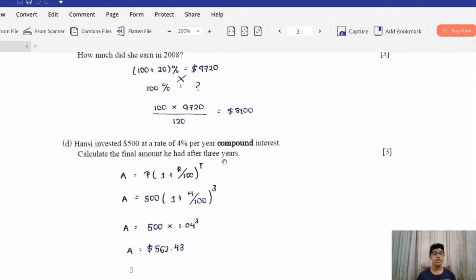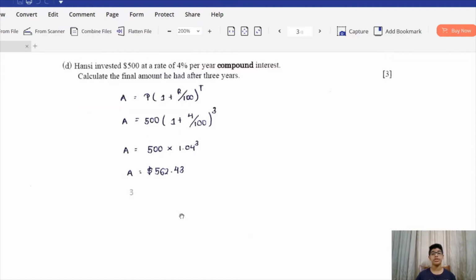The formula for compound interest is principal, P open bracket 1 plus R over 100 close bracket to the power of time. So principal is 500 open bracket 1 plus rate is 4, so 4 over 100 close bracket cubed, because the amount of time is 3. So we're going to solve what's in the bracket first. So 1 plus 4 over 100 is 1.04. So 500 multiplied by 1.04 to the power 3. So that means 1.04 times 1.04 times 1.04. So put this in your calculator and you should get $562.43 as the final amount he had after 3 years.